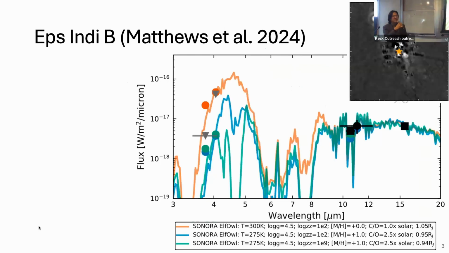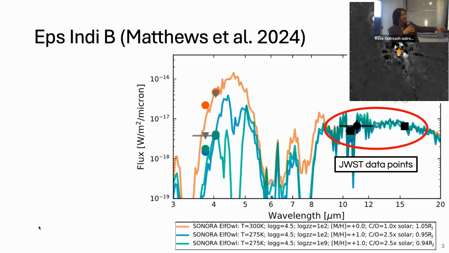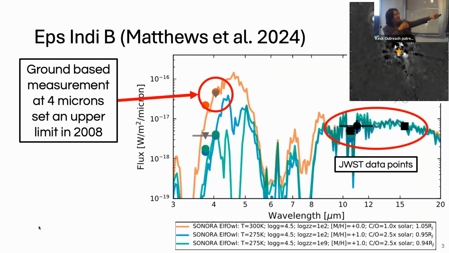And I also want to highlight this recent discovery with JWST of Eps Ind Ab. So this is actually in the southern hemisphere, so we can't observe it with Keck, but I want to point out, we have the JWST data points, and we see that they imaged it in the mid-IR. But over here, there's actually a ground-based measurement at 4 microns, which set an upper limit in 2008, right? So people way back in the day did think about this target.